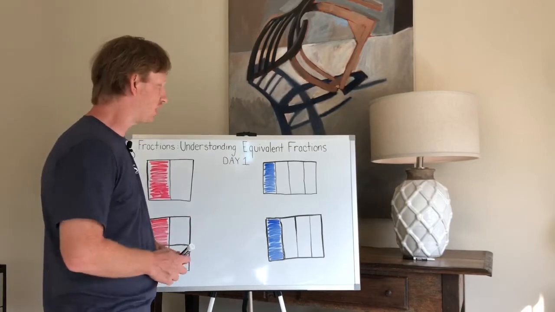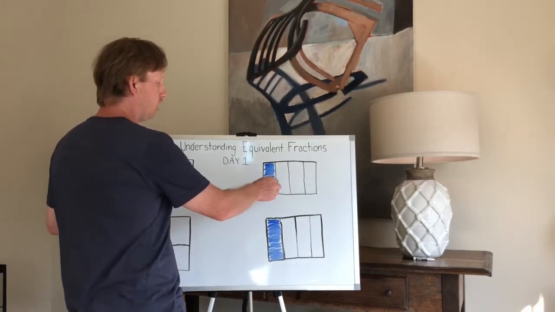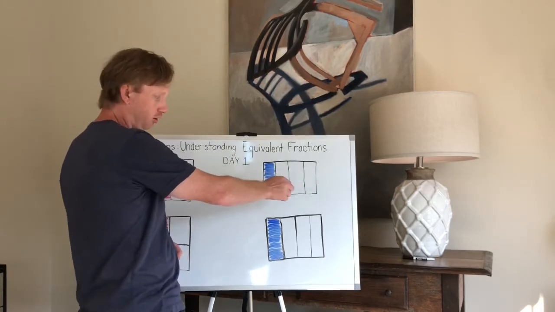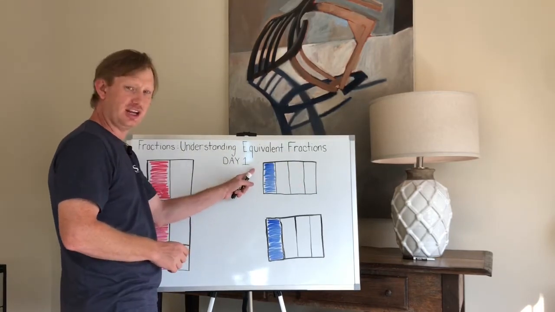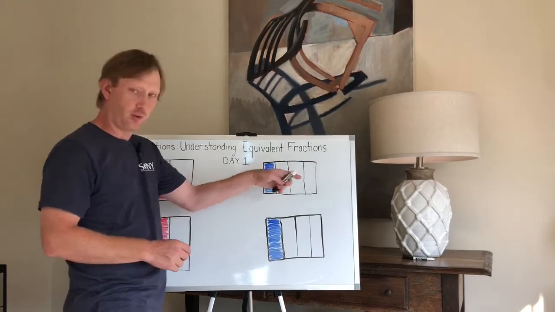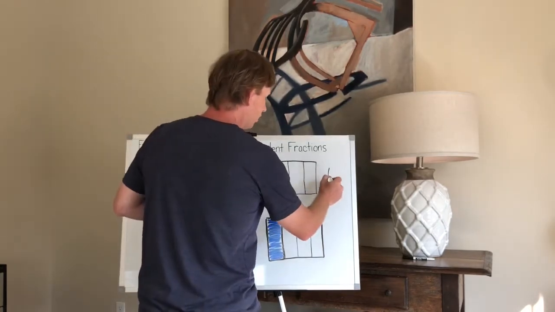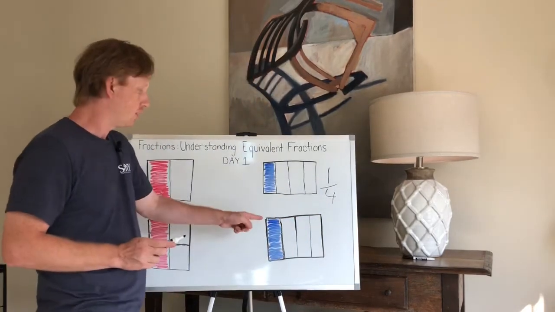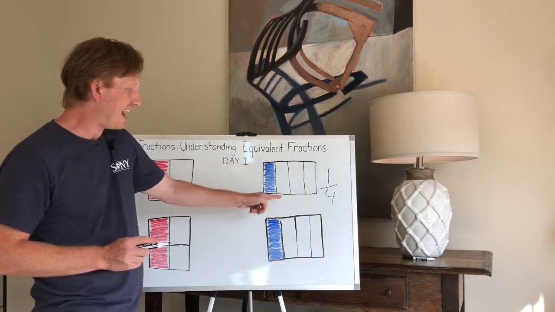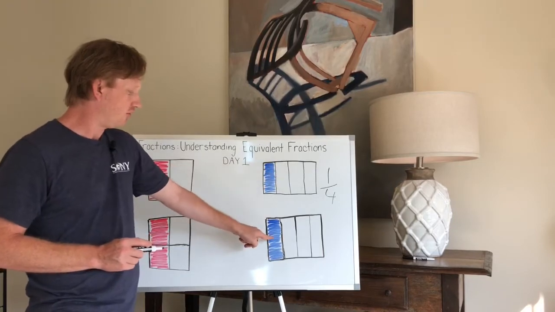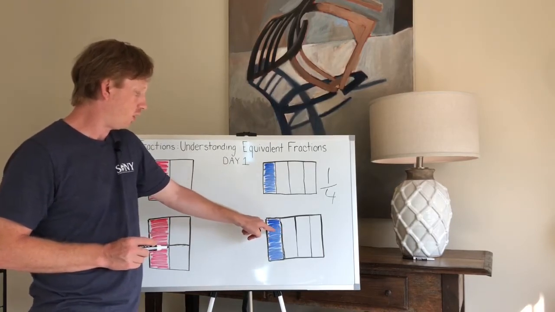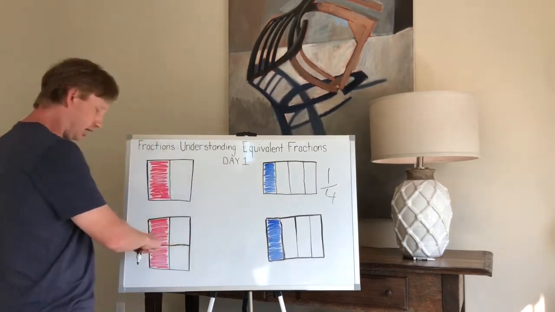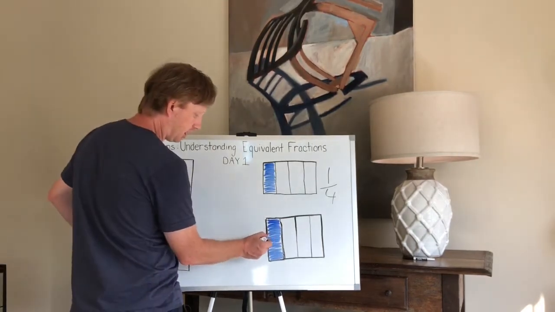So here we're starting with four parts, 1, 2, 3, 4. Four parts to make the whole, and one is colored in. So 1/4. Down here, we have the exact same drawing. We have 1/4, 1, 2, 3, 4. But now, like here, I'm gonna put a line through the middle.